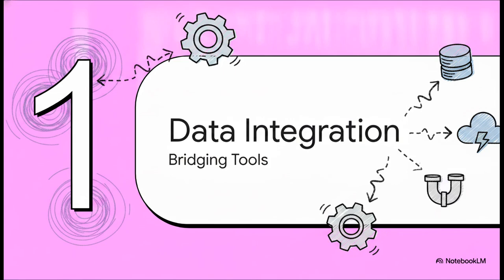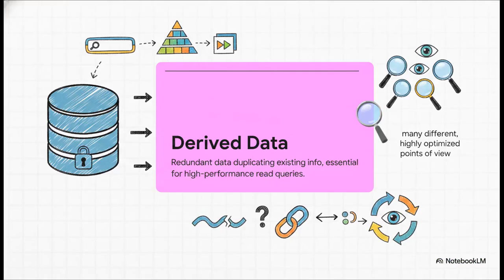Section 1. The Data Integration Challenge, Bridging Specialized Tools. Look, we just have to face facts here. No single database on Earth can do everything perfectly. You might have an operational database handling user transactions, right? But you also absolutely need a full-text search index, and maybe a caching layer, and definitely a data warehouse for analytics. And that brings us to this crucial concept, derived data.